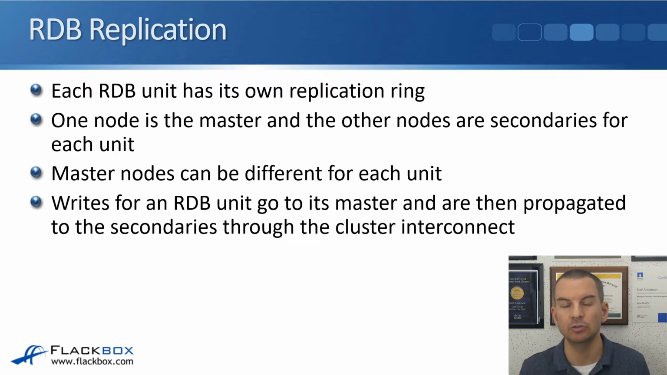Writes for an RDB unit go to its master and are then propagated to the secondaries through the cluster interconnect. So whenever you make a change to the system information, that is going to be written to the master of the relevant RDB unit, and it's then going to be replicated out to all the other nodes over the cluster interconnect.